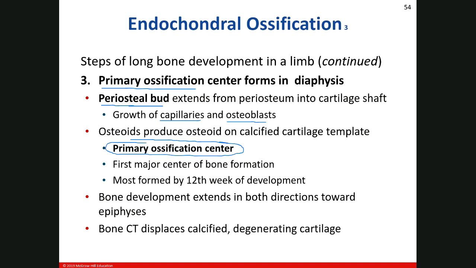Most of the primary ossification centers in your bones have occurred by week 12 of your development. That's pretty good. These primary ossification centers are going to work from the center towards the epiphyses. They usually start in the middle portion of the diaphysis, and then they'll work towards each epiphysis, converting all of that cartilage matrix into bone tissue.